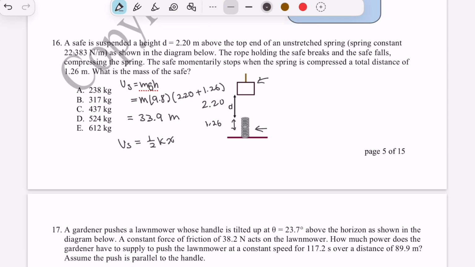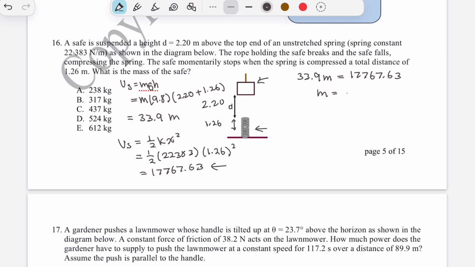And then at the bottom, when it falls onto the spring, I have spring energy, which is half kx squared. So we know k is 22383, and it's compressed by 1.26. So if you calculate this, we'll get 17767.63. So this is also equal to the total amount of energy in the system. So I can say that 33.9 times mass equals this energy because energy is conserved. And now you just simply solve for m, and this will give you 524 kilograms.